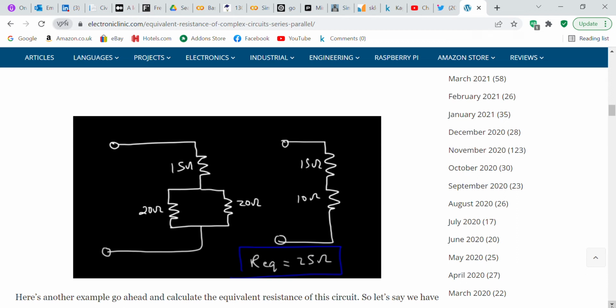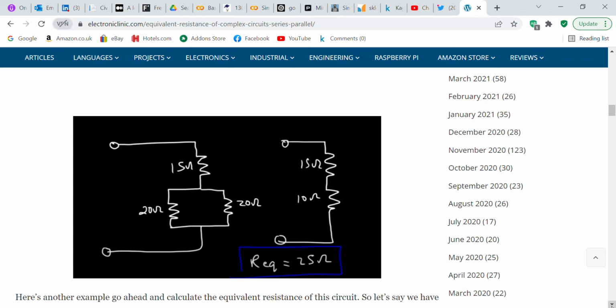And now we have a complex circuit. A complex circuit has resistors in series and resistors in parallel. So what you have to do is take the resistors in parallel and convert that to a series resistor. You've got two 20 ohm resistors in this parallel circuit. So you know that the total resistance is going to be less than the lowest resistance.